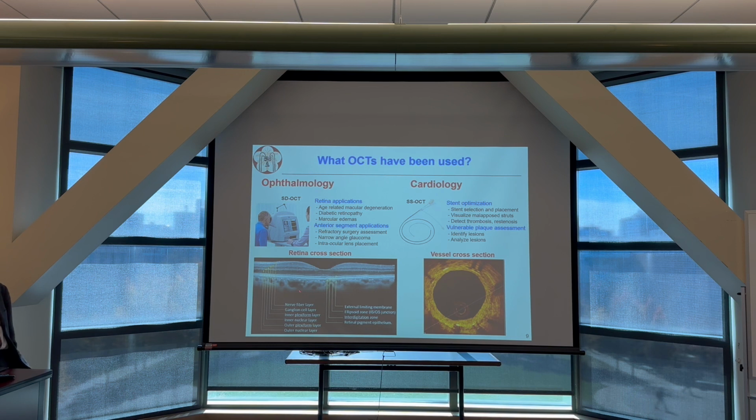For example, you can see this is the human retina. There are about 10 layers. The average layer thickness is about 20 microns, so you don't need a very high resolution. You can resolve all the layers of the retina. So people can use it for diabetic retinopathy, and also for age-related macular degeneration.